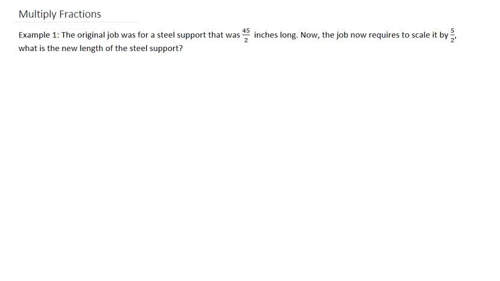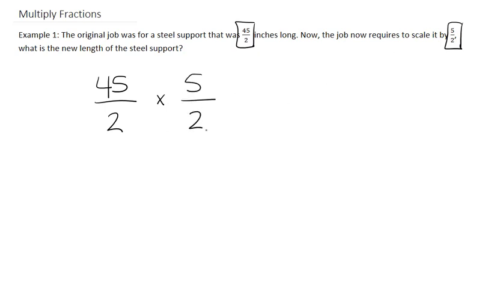So this question is asking us, we have an original job and we need to multiply it by a certain factor in order to get the new length. So we're just going to multiply these two fractions together. We get 45 over 2, and then we're going to multiply it by 5 over 2. Now we've set up our problem, and how we do this is we multiply the top numbers together, and then we multiply the bottom numbers together.